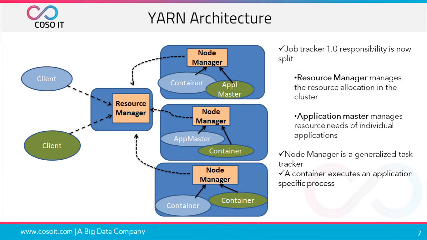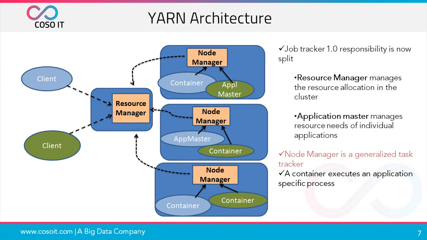Coming on to YARN architecture, we can see that in YARN architecture, global resource manager runs on a master daemon, and it tracks how many live nodes and resources are available. So basically, job tracker 1 responsibility is now split into two. The resource manager, which manages the resource allocation in the cluster, and the application master that manages resource needs of individual applications. And there's something called node manager, which is a generalized task tracker.